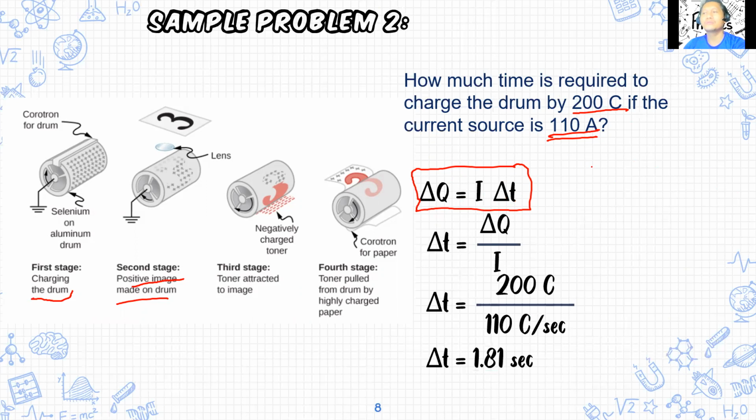How are we going to do that? So simply, to isolate delta T, divide all of them by I. So delta Q over I, and I delta T over I. So divide both sides by I, it cancels. What remains is delta T. So delta T is equal to delta Q over I. Plug in the values and then you get the answer. That's all.